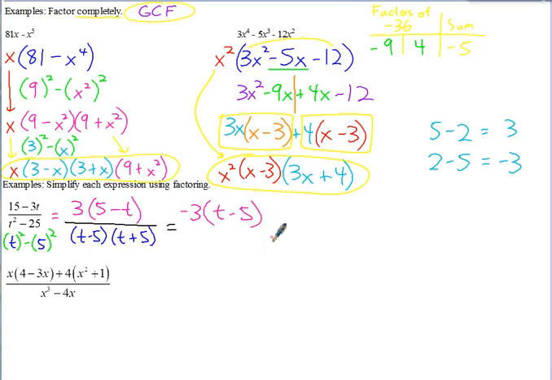You can see if you multiply it out, you get the same thing you did here. You get negative 3t, which is what we have here. And negative 3 times negative 5 would be a positive 15. So it's the same expression, just in a different form.